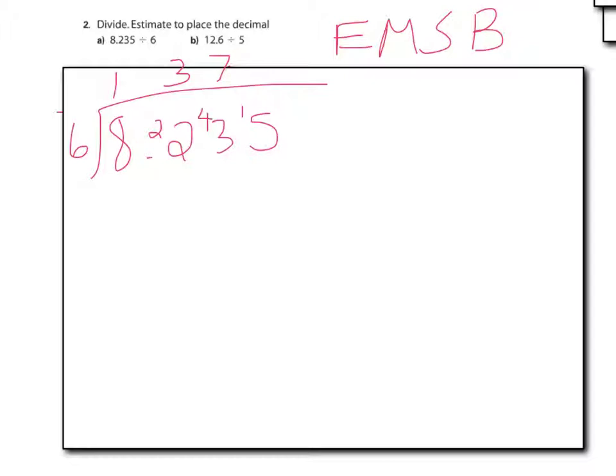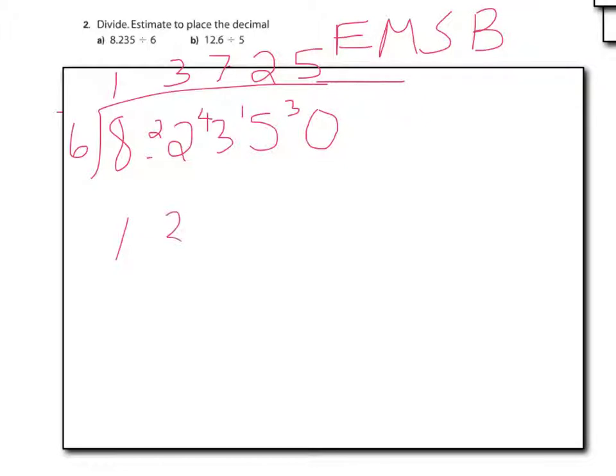Not 3 times, only 2 times. 6 times 2 is 12, which means I'm going to have 3. I can't have a remainder, so I have to add a 0. 6 times what is close to 3? 6 times 5 is close to 3. And at that point I will end up with 0, so I can stop.